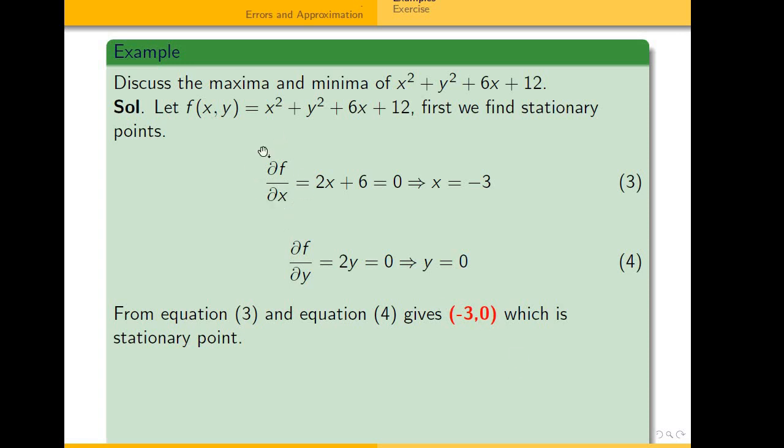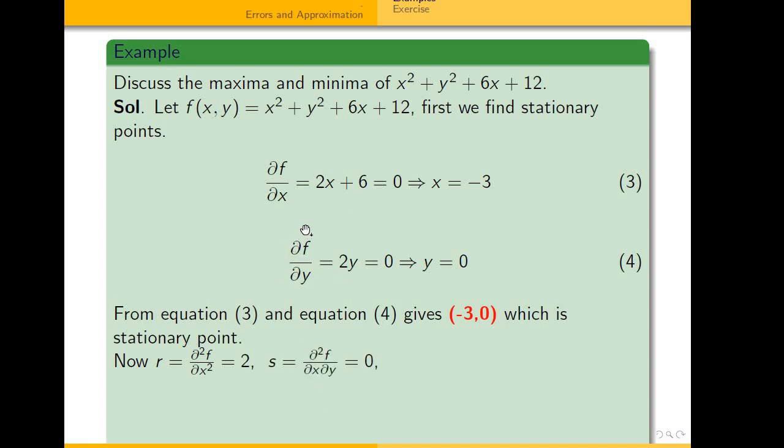R means the double derivative of this function with respect to x. When we find the derivative of this function, we get r equal to 2. If we find the partial derivative of this function with respect to y, or with respect to x, the y term is absent here, therefore we get this partial derivative 0. Therefore, s is equal to 0.